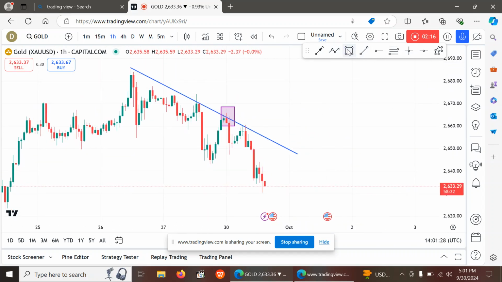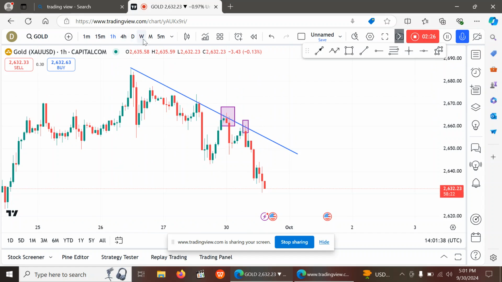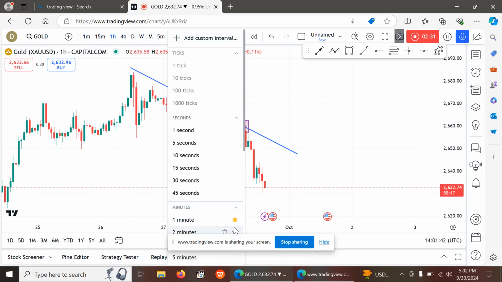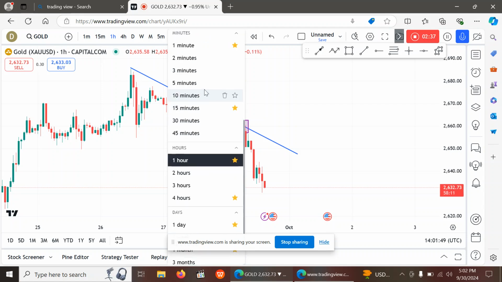also you're looking for entries here. So this is H1. Since I'm a day trader, I would go to minute 5. So I have minute 5 there.